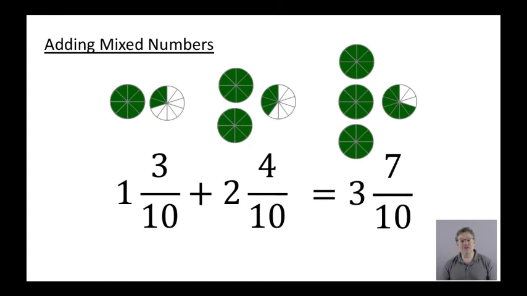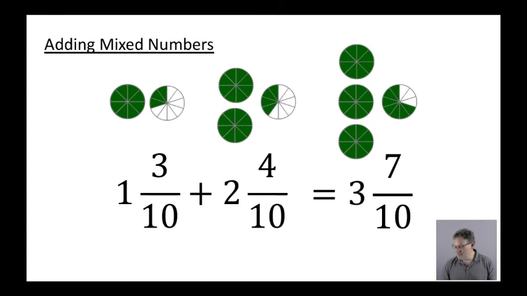You could also do this, by the way, by simply converting each one of those fractions to an improper fraction. That would be 13/10 plus 24/10. The numerators would add to give you 37/10, which you could then convert back to a mixed number, 3 7/10. Sometimes that's the easier way to do it, in fact, but I also wanted to show you this way as well.